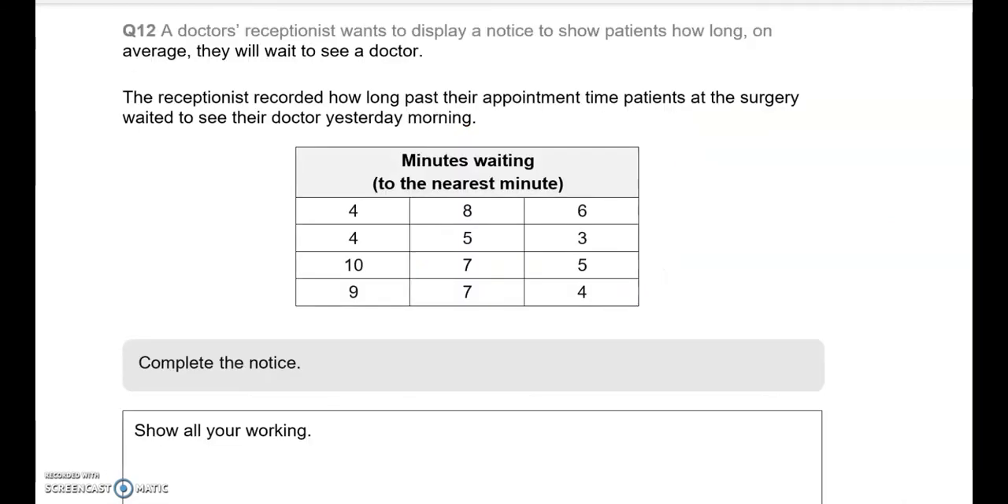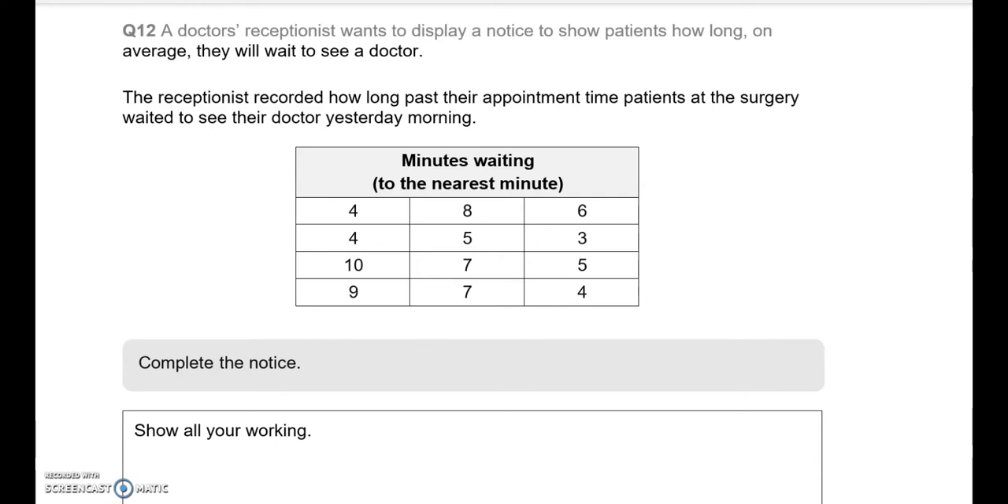Question number 12 is asking, a doctor's receptionist wants to display a notice to show patients how long on average they will wait to see a doctor. The receptionist recorded how long past their appointment time patients at the surgery waited to see their doctor yesterday morning. So we've got minutes waiting to the nearest minute. Complete the notice, show all your work.